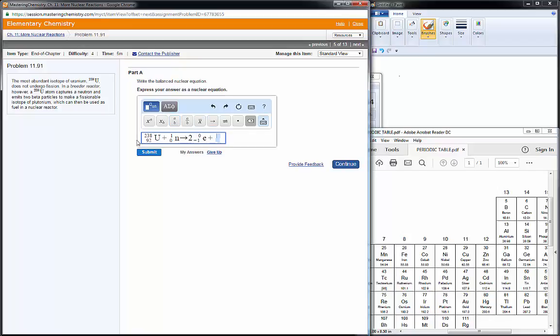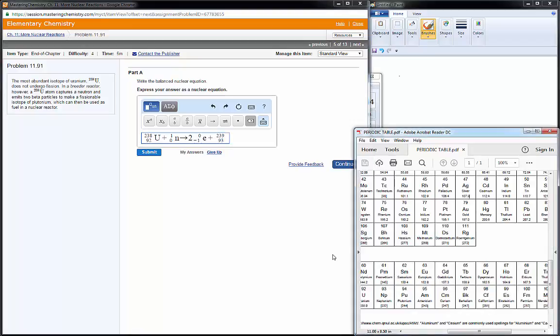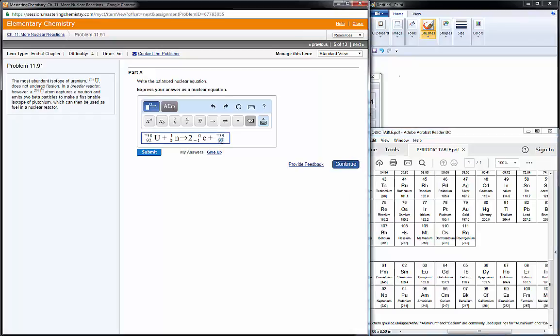If we did this right, that's what we should get. 238 plus 1 should be 239 plus 0. 92 plus 0 is 92. That's going to equal -1 plus 93. I'm sorry, there's 2 electrons there, so that's going to be 94, right? 94 minus 2. That's plutonium. Indeed, that's what they told us that we would be making.